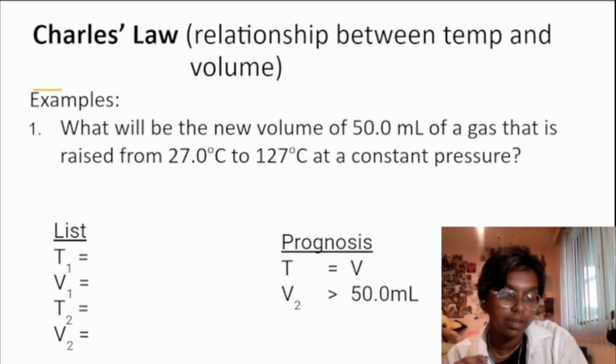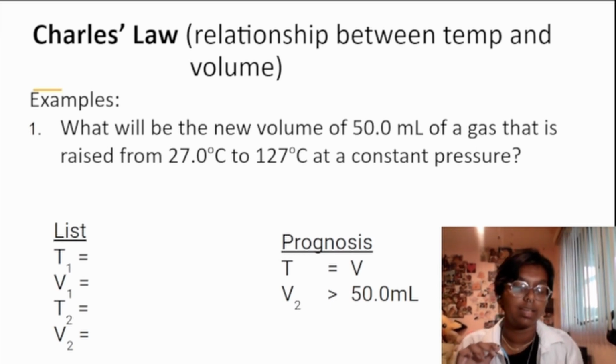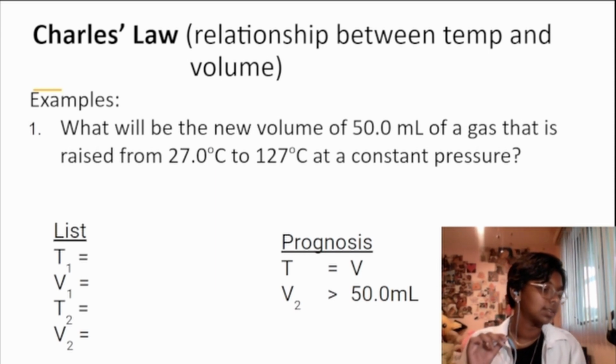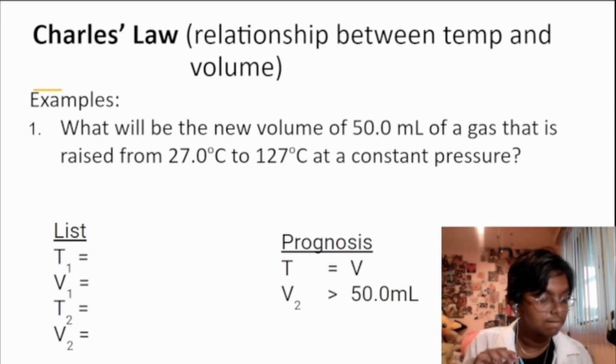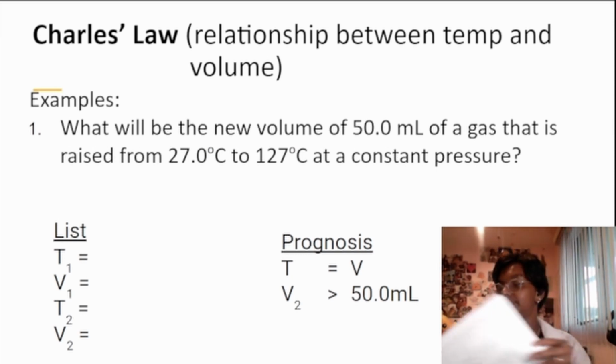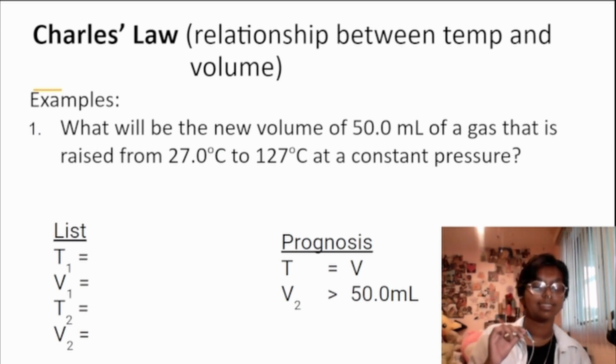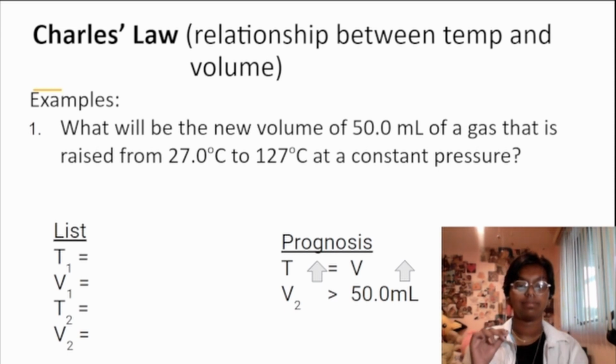So it would be 50 over 27 is equal to finding the new volume, so X over 127. And then if I do some math, 235. So yep, that's the answer. Look at me doing math.